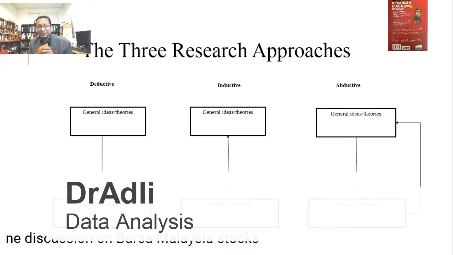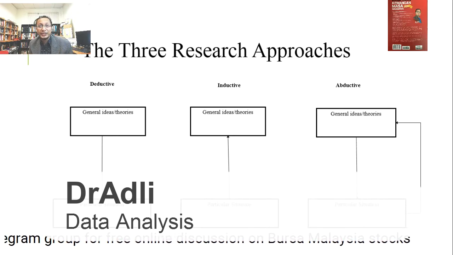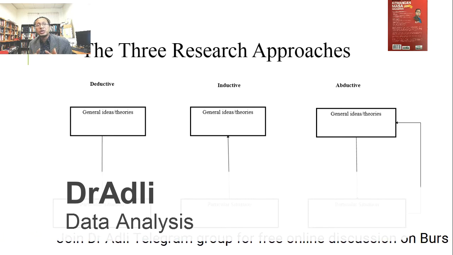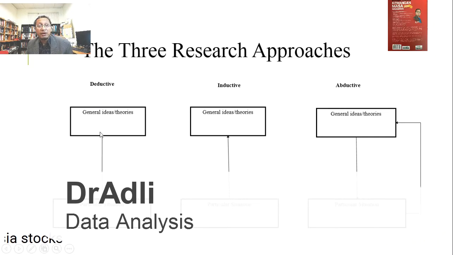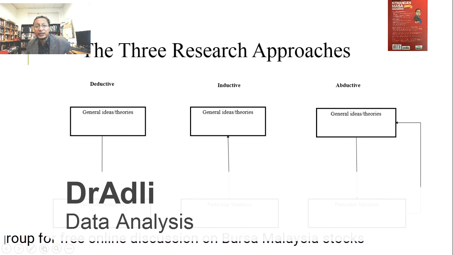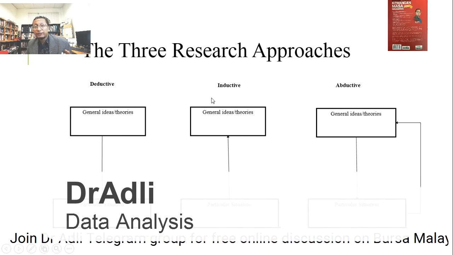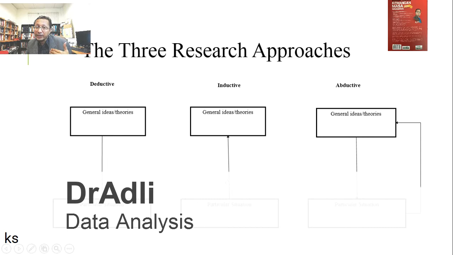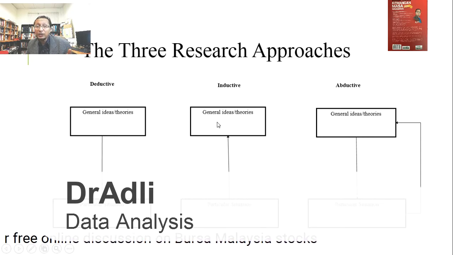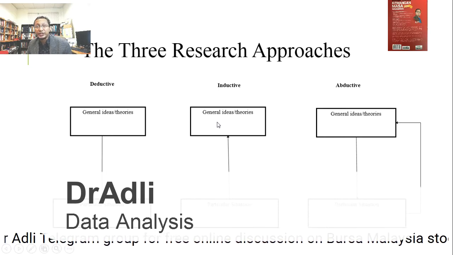Now we look at the three research approaches. If you are purely quantitative, normally you will use the deductive approach, which goes from general ideas and theories to the particular situation. Whereas if you come purely from the qualitative approach, you will use the reverse: looking at the particular situation, and then generating ideas or theories.